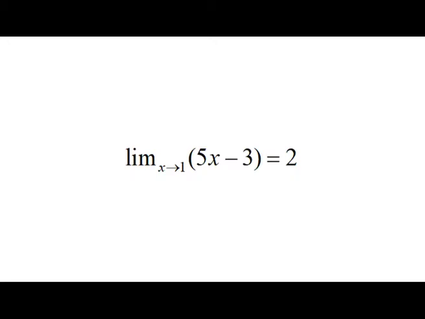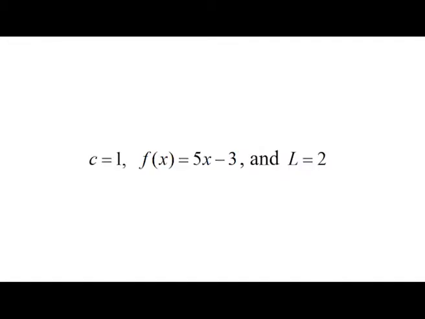In the previous session, we illustrated various numerical and graphical methods for guessing limits. Now that we have a precise definition to work with, we can actually confirm the validity of those guesses with mathematical proof. We begin by showing that the limit of 5x - 3 as x approaches 1 is 2 using the epsilon-delta definition. We set c equal to 1, f(x) equal to 5x - 3 and L equal to 2 in the definition of limit.